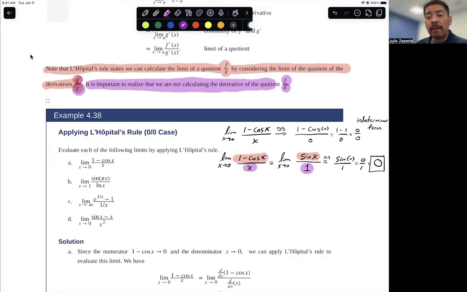The derivative of f over g would require the quotient rule, but we're not finding the derivative of the quotient. We're finding the derivative of each of the individual functions in the numerator and denominator separately. Okay, good. Now, because of this, we also want to be careful not to say, oh, look, hey, 0 over 0 ended up being equal to 0 here.